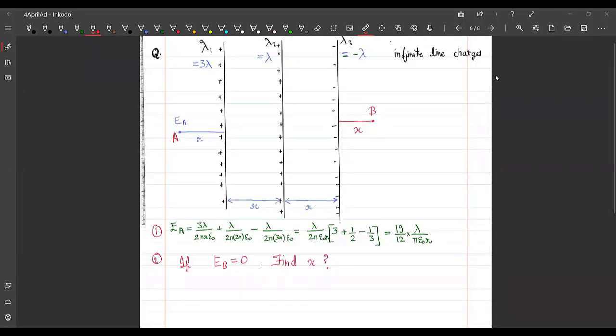There are 3 infinite linear charges. The first line has 3 lambda, the second one has lambda, and the third is negatively charged, with minus lambda. At point B, which is x distance away, the electric field is 0. You have to find the value of x for which this condition will hold.